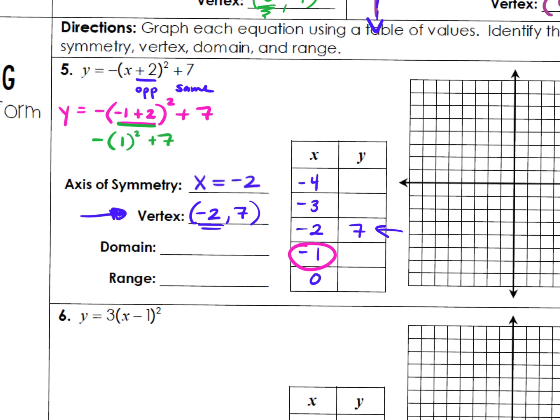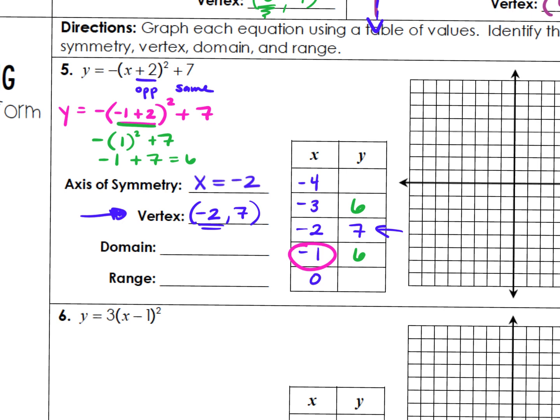Do you square or take the opposite right now? Square, because this is essentially multiplying by a -1. Okay, so 1 squared is 1, make it the opposite, so -1 plus 7 is 6. So when you plug in a -1, you get a 6. What does that mean? What other number will have a 6 with it? The -3, the one that would be the mirror of it when we set up our graph.